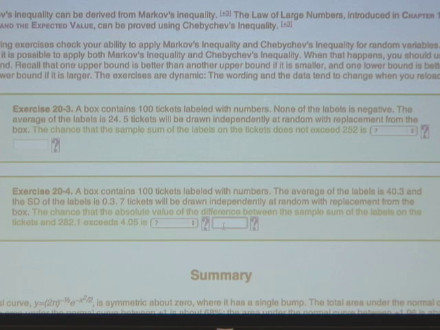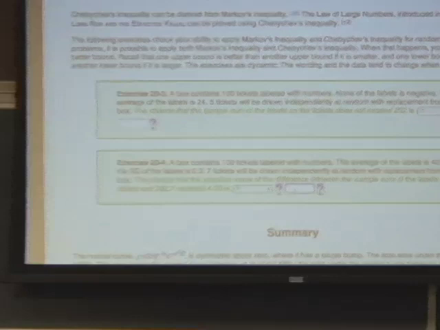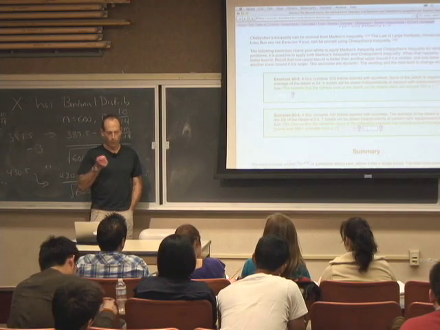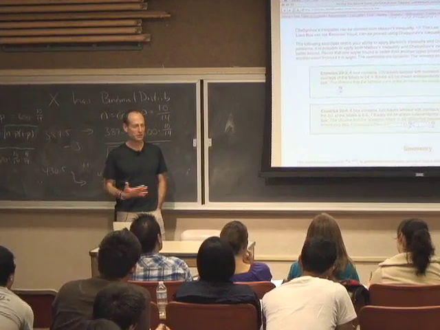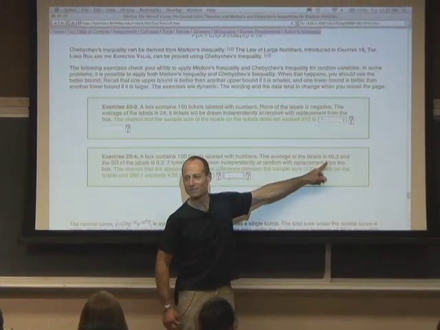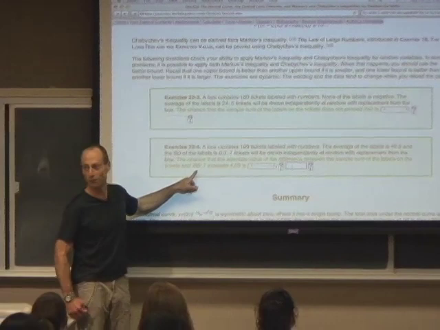Okay, where did 282.1 come from? I made it up, right? But what did we make it up to be equal to? What's the expected value of the sample sum of 7 draws from that box? It's going to be 7 times the mean of the box. Yes? 7 times 40.3 is 282.1. Okay, so this is the expected value of the sample sum of 7 draws.